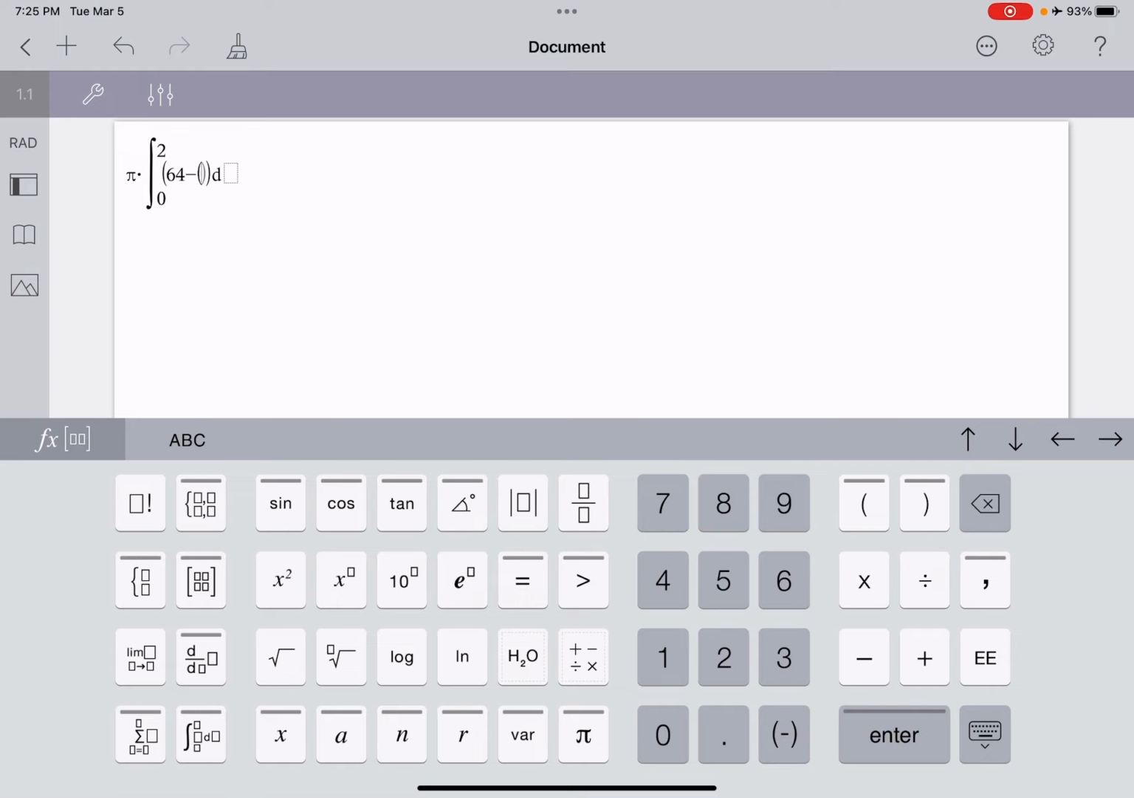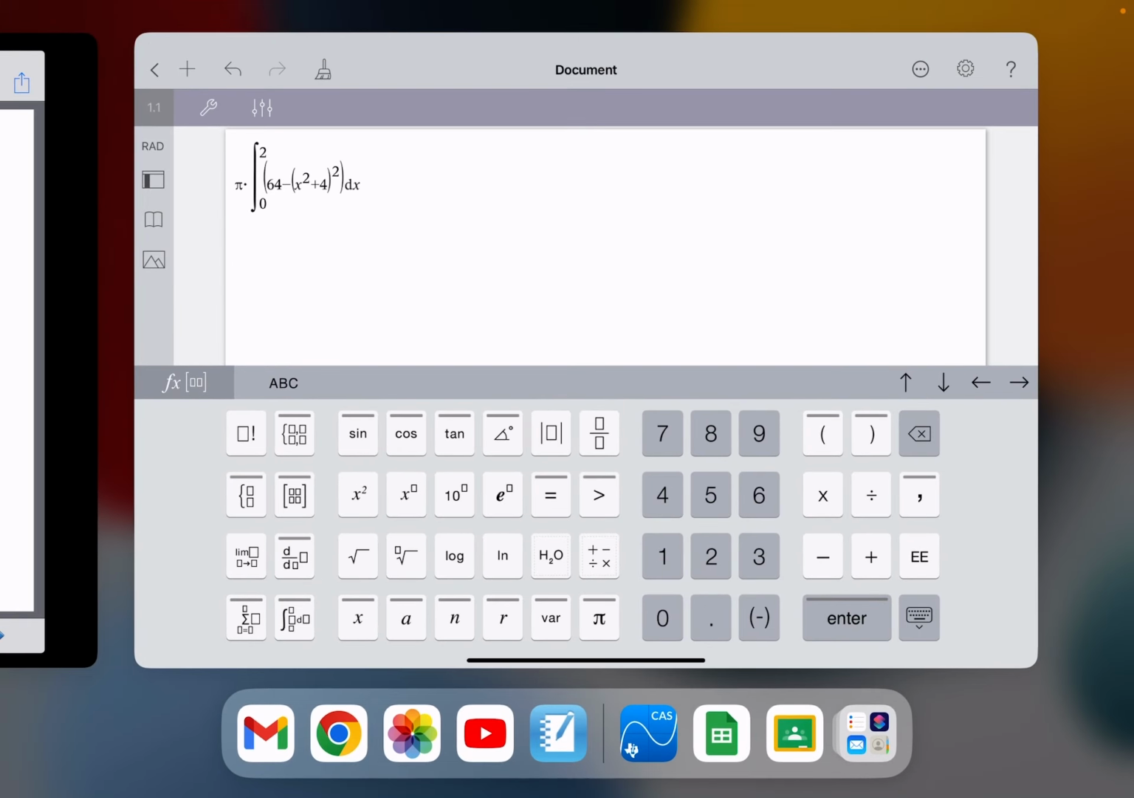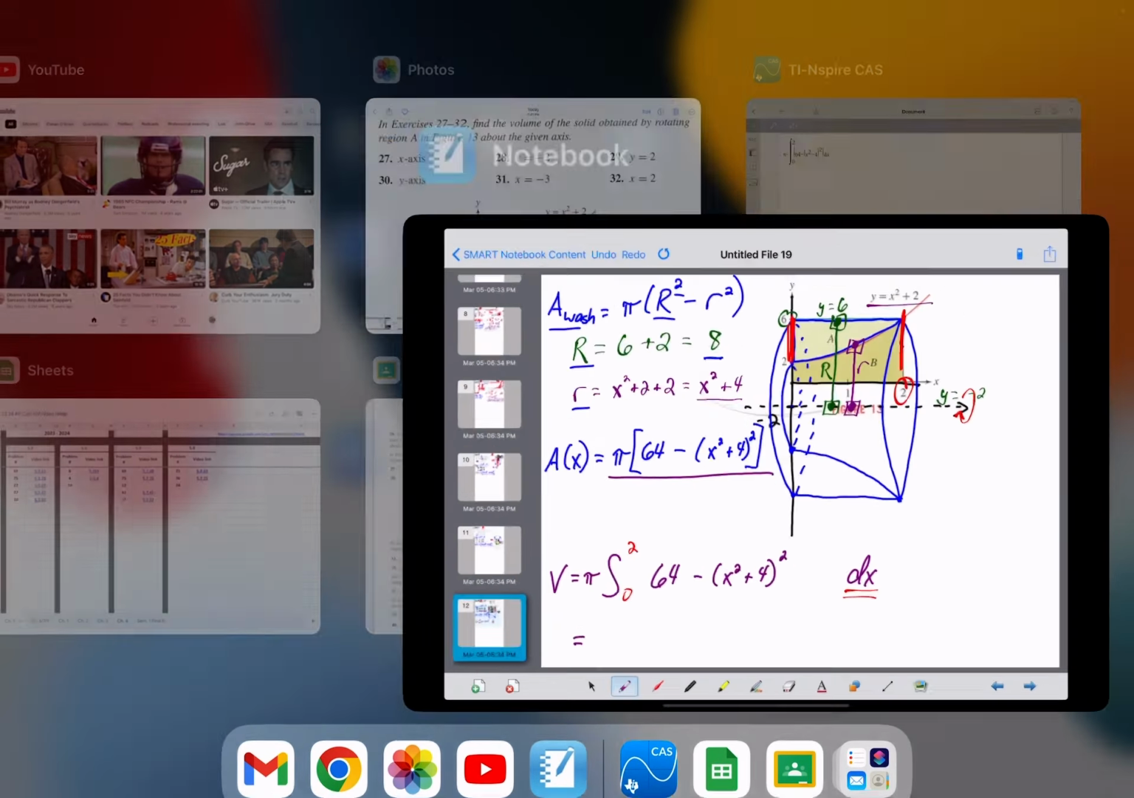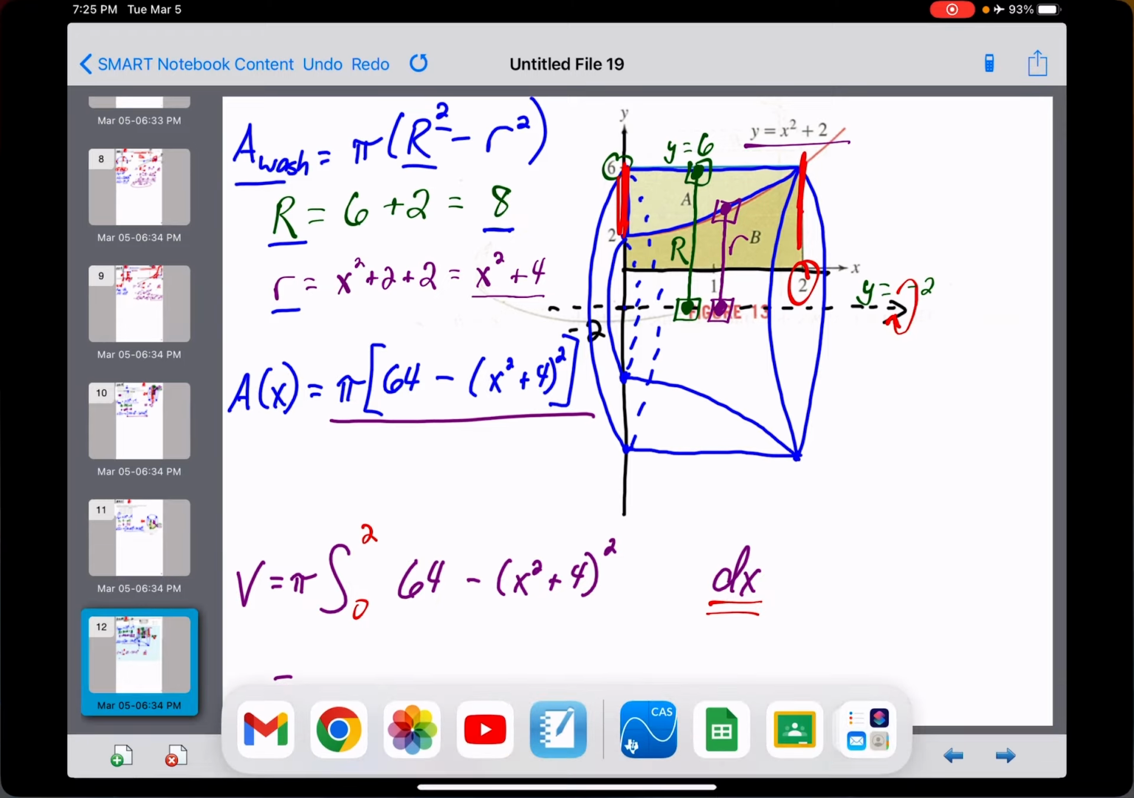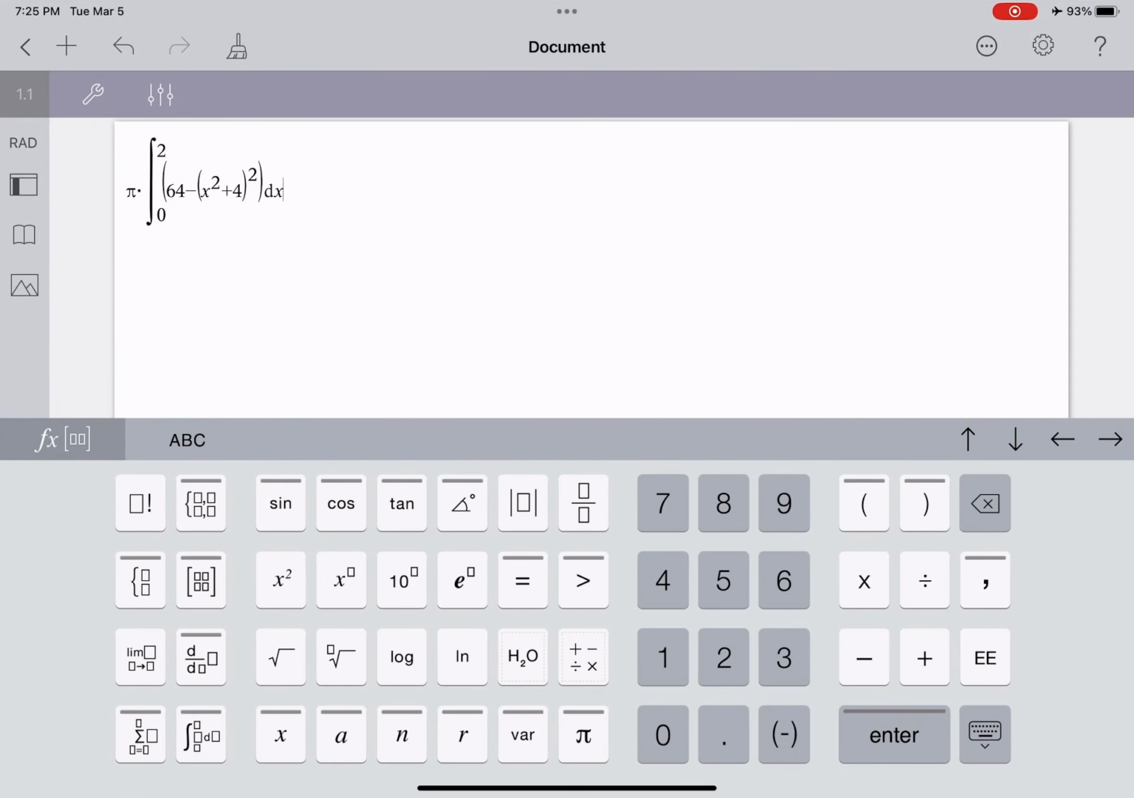And our integrand, we had the 8 squared, so that was a 64, minus, and then in parentheses here, do I remember what it was? X squared plus 4, I think. X squared plus 4. We want to close that parenthesis and then do quantity squared there as well. And we want to integrate all of that with respect to x, and I'm pretty sure 64 minus x squared plus, yeah, that looks good. Okay, go me.